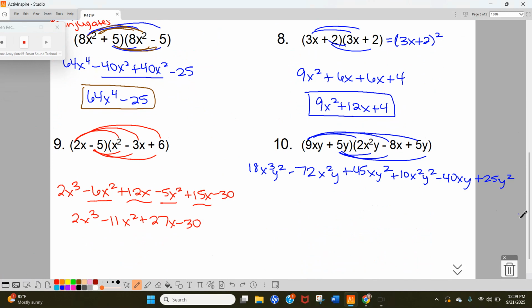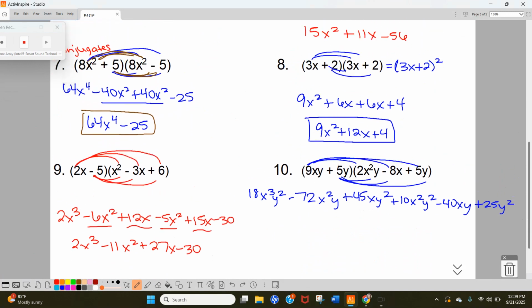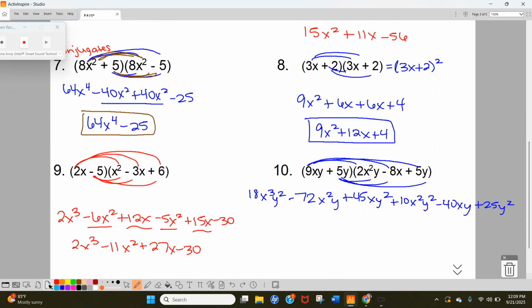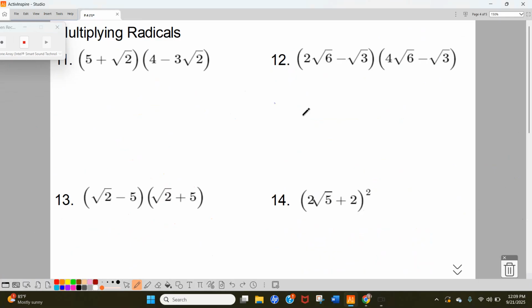All right, so for P4, that's most of what you're going to do, but they are going to have you do some with radicals. So same things that we were just doing, but you have radicals. So you're going to have to use your P3 knowledge with your distributing knowledge. So we would do 5 times 4 and get 20. We do 5 times negative 3 root 2 and get negative 15 root 2. Root 2 times 4 is 4 root 2. Root 2 times negative 3 root 2 is negative 3 root 4.